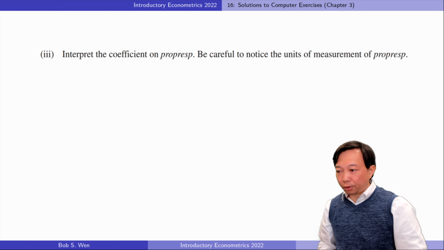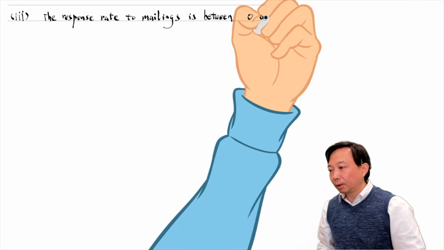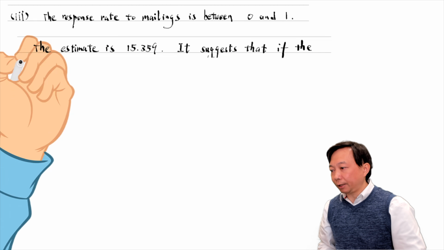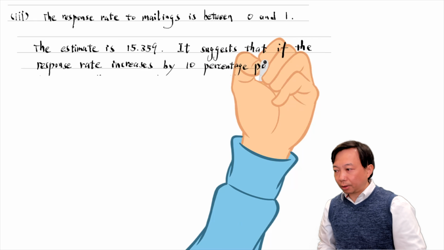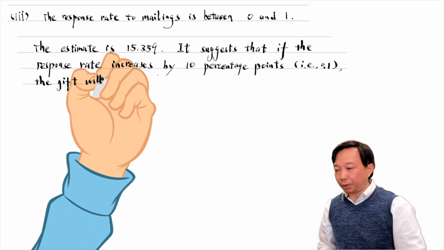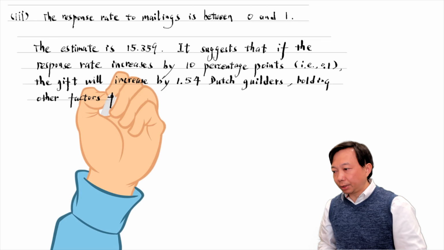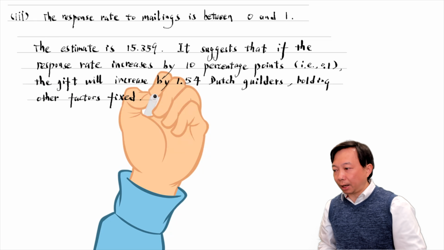The response rate to mailings is between 0 and 1. The estimate is 15.359. It suggests that if the response rate increases by 10 percentage points, the gift will increase by 1.54 Dutch guilders on average, holding other factors fixed.